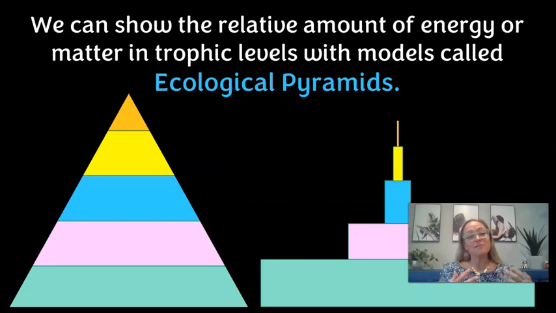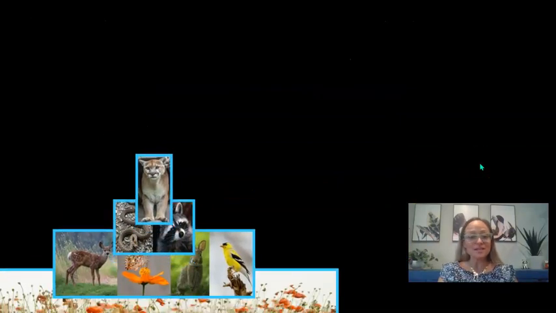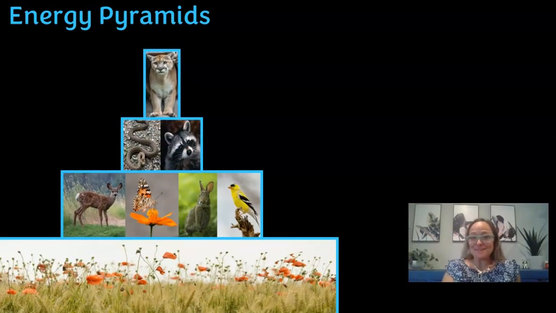Now, sometimes you might have a pyramid of biomass, which is showing the relative amounts of actual living things, biomass. It could be pyramids of numbers, so if you were to count the organisms. But I'm going to focus this video on energy pyramids to show the relative amounts of energy in each trophic level. So let's go ahead and talk about energy pyramids, right?